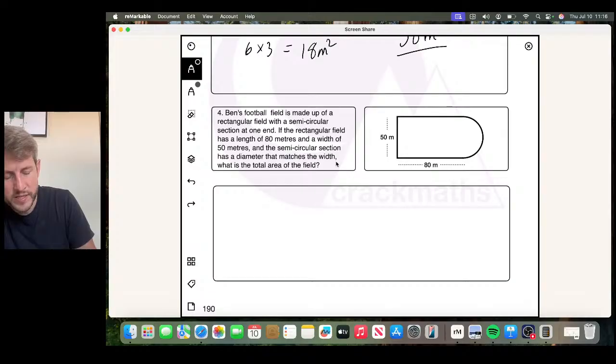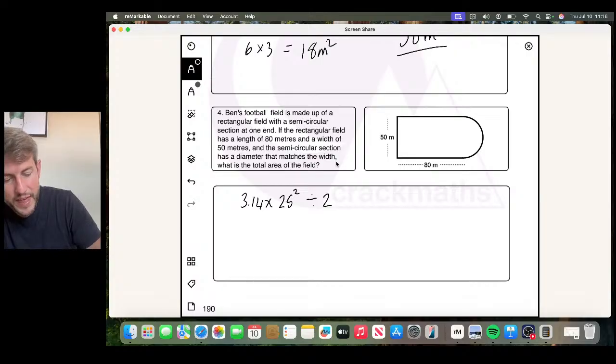Okay, so we've got the semicircle first, which is going to be 3.14 times the radius, which is half the diameter, so 25 squared, and then it's only a semicircle, so we're going to divide that by 2.